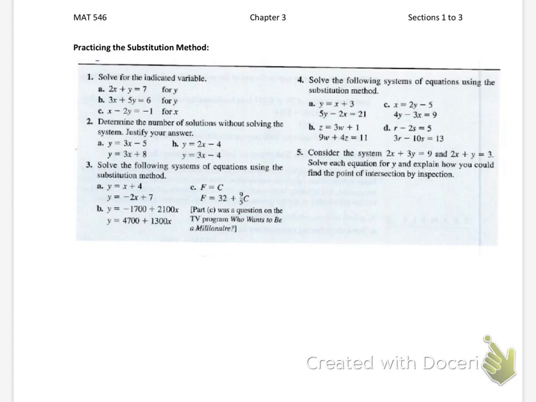Okay, on this page from the textbook, we can see that they're setting us up to practice the substitution method. So they're going to have us rewrite each of these A, B, and C in terms of y for the first two and in terms of x for the last. You're just really manipulating your algebra. Question 2 says determine the number of solutions without solving the system and justify your answer. Very interesting. So what kinds of things could you look for?